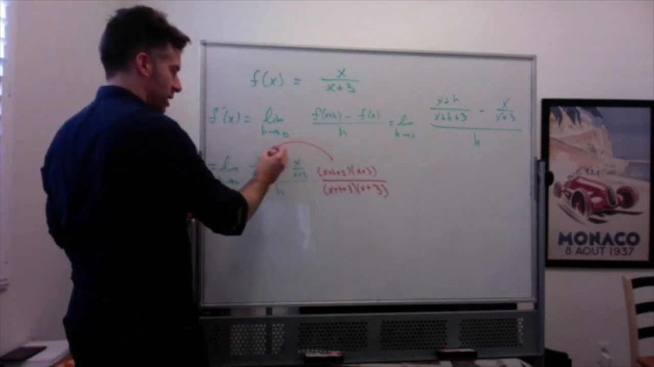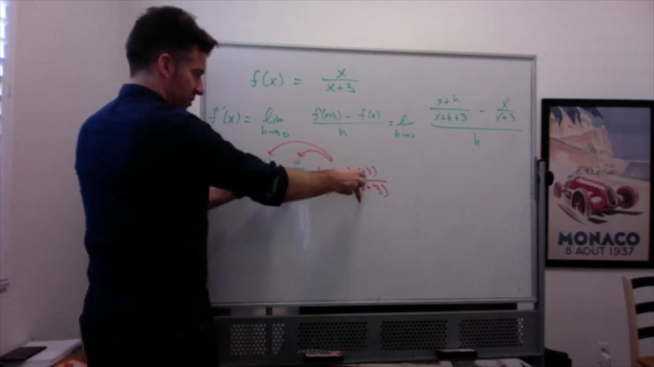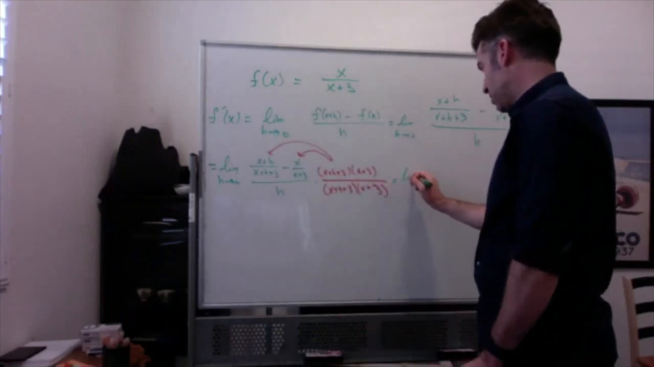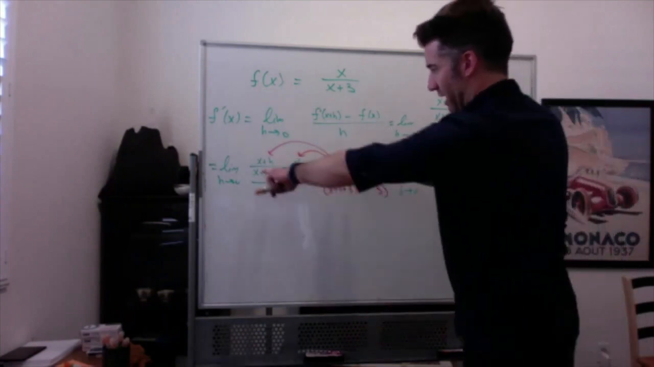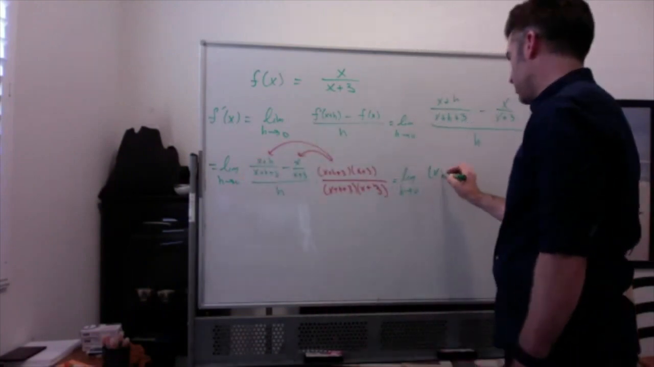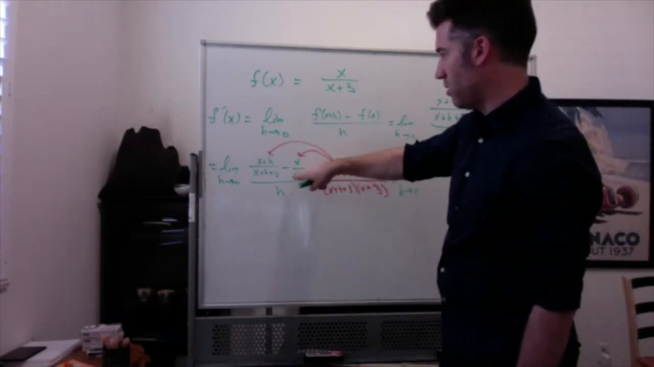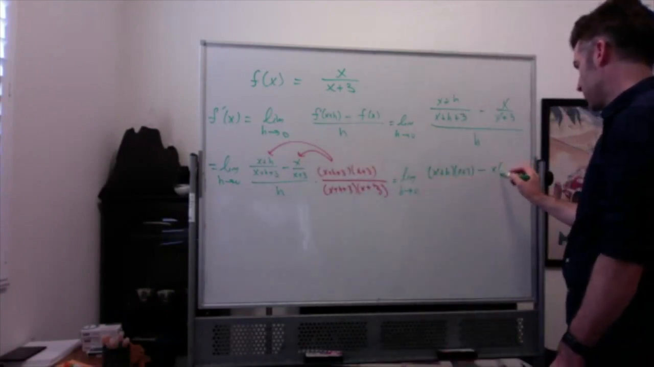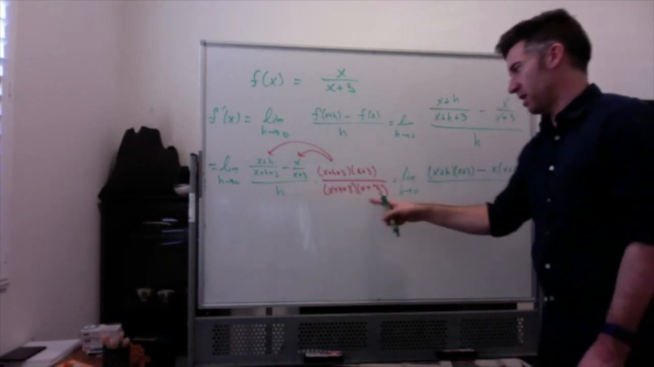When we distribute to here, the x plus h plus 3's will cancel. When we distribute to here, the x plus 3's will cancel. So here's what we're going to get: the limit as h goes to 0 of, so this times this, the x plus h plus 3's cancel, and we get an x plus h on top times an x plus 3. Minus, we multiply it here, the x plus 3's cancel, and we get the minus x times x plus h plus 3. All over h times this.